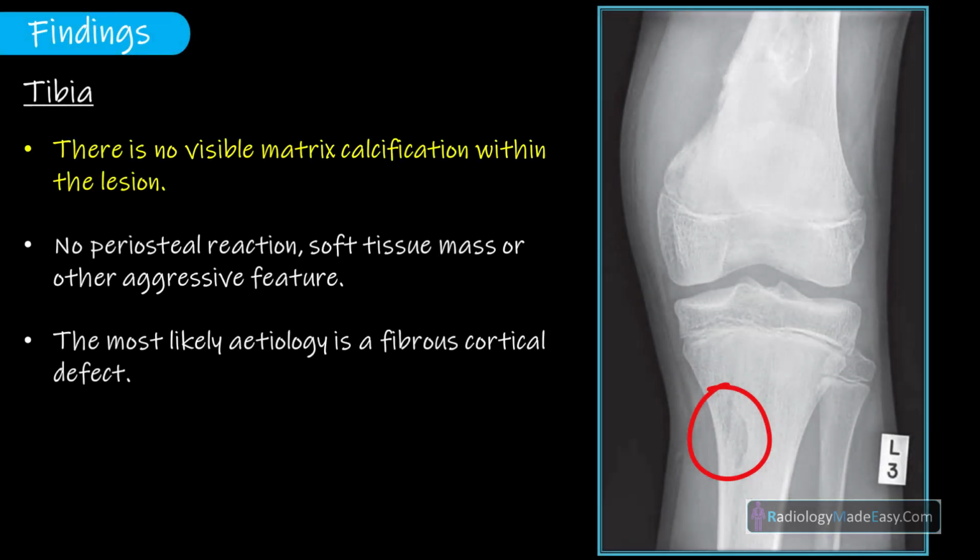There is no visible matrix calcification within the lesion. And there is no periosteal reaction, soft tissue mass or other aggressive features. So, the most likely etiology is a fibrous cortical defect.